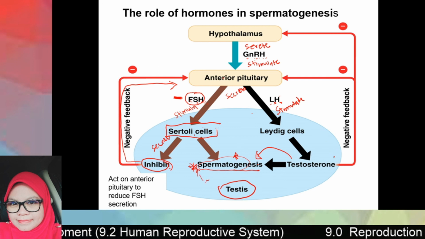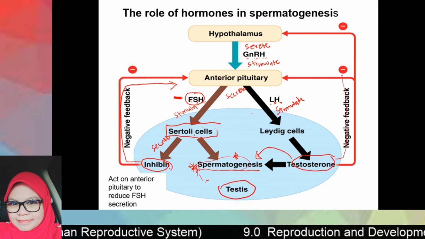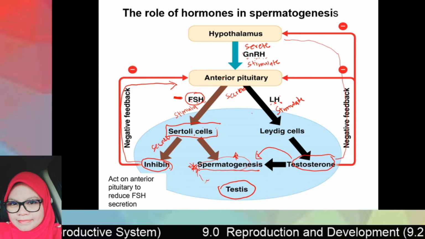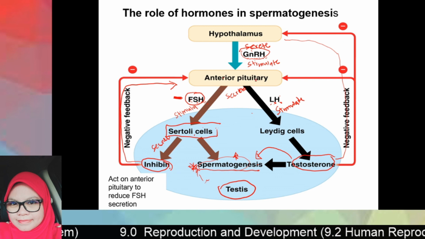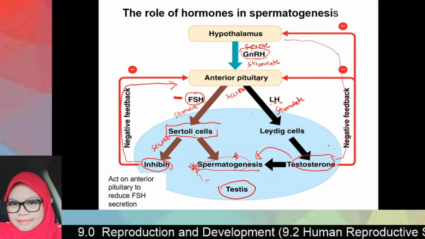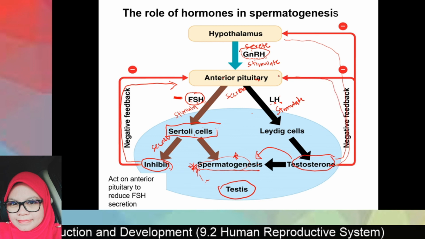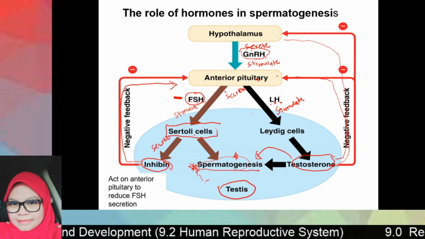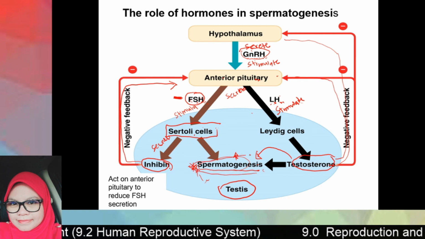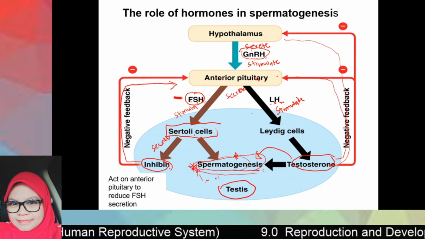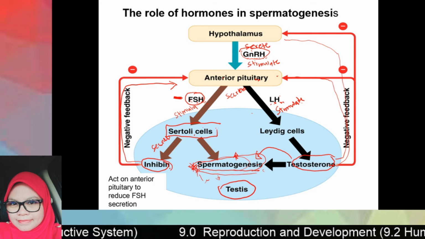And then the second way, the testosterone itself will send negative feedback to the hypothalamus to lower down the secretion of GnRH, so that the anterior pituitary gland will be less stimulated. And this testosterone also directly will send negative feedback to the anterior pituitary gland to lower down the secretion of FSH and LH, so that the spermatogenesis rate will reduce. So that's all for this video.